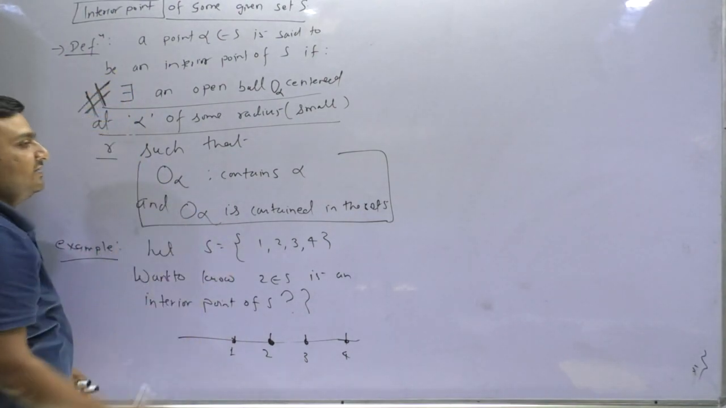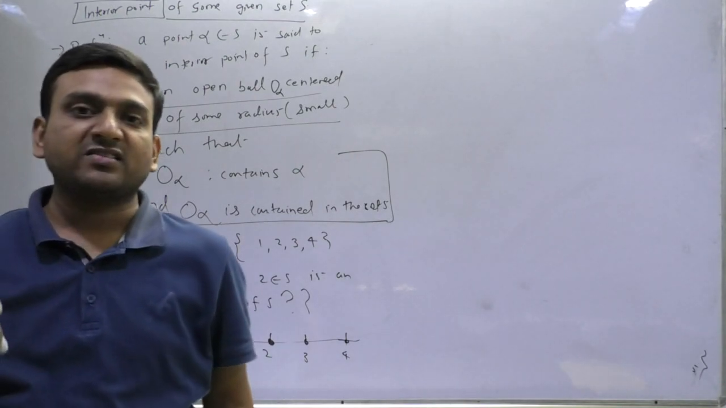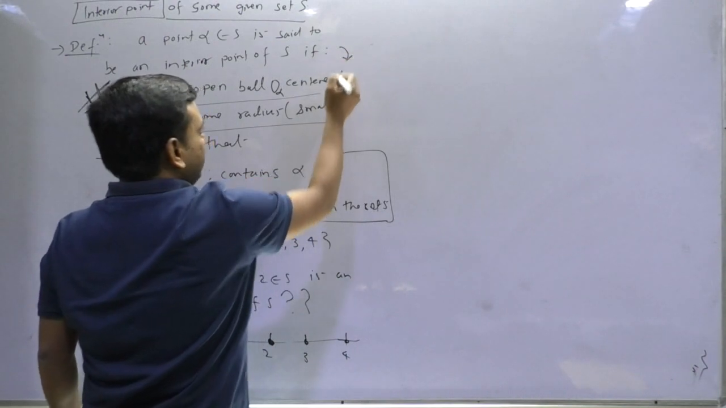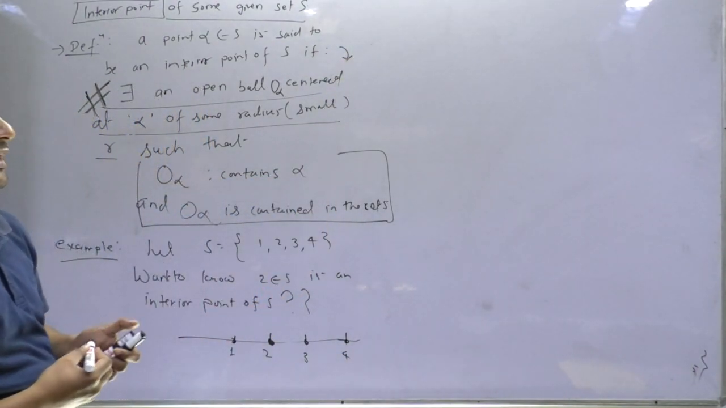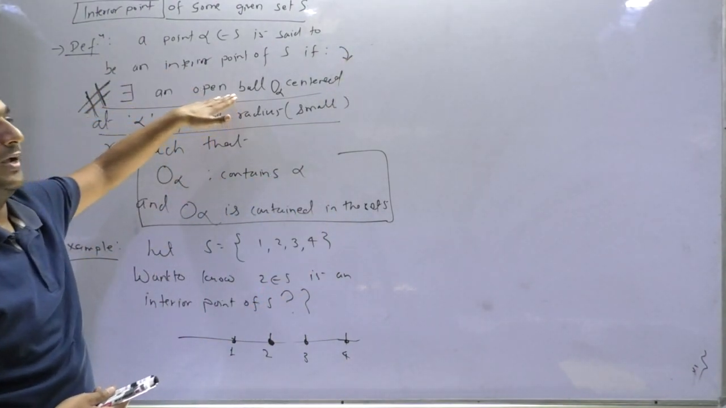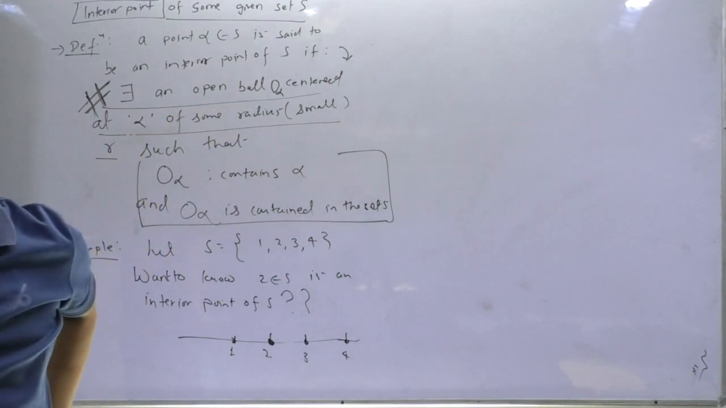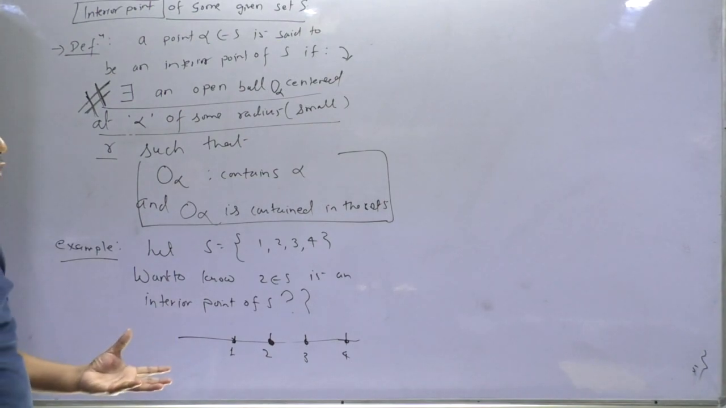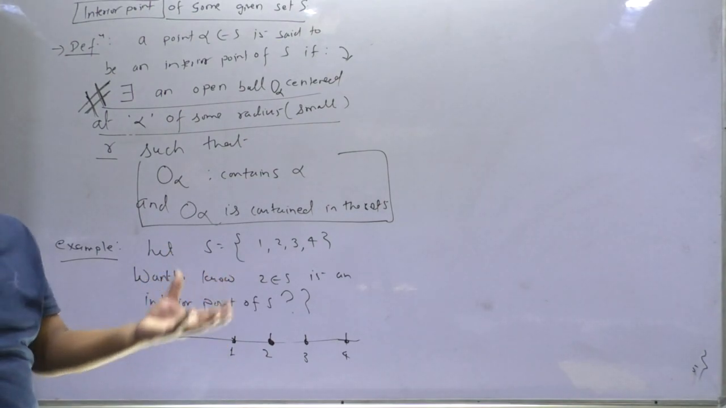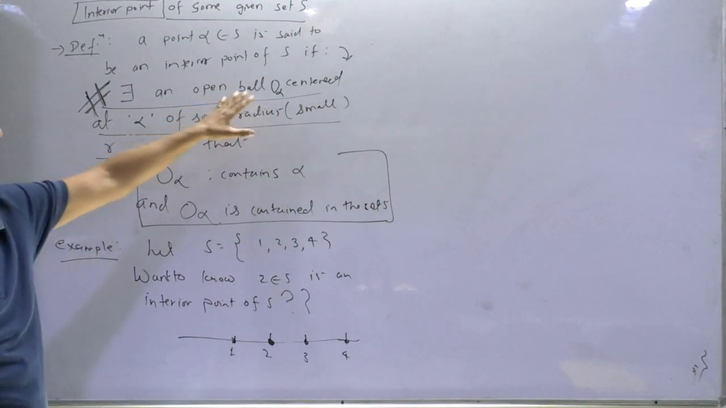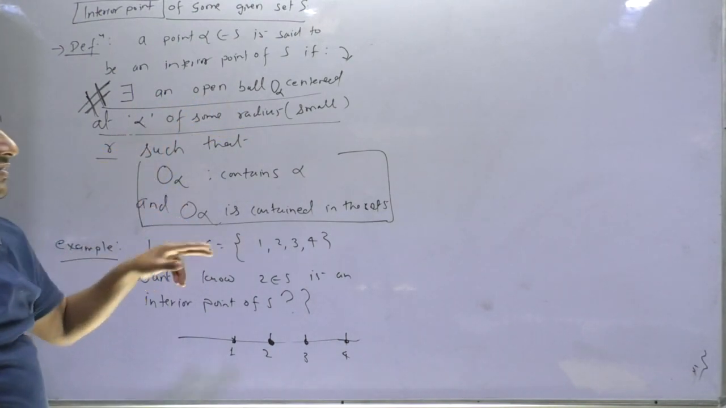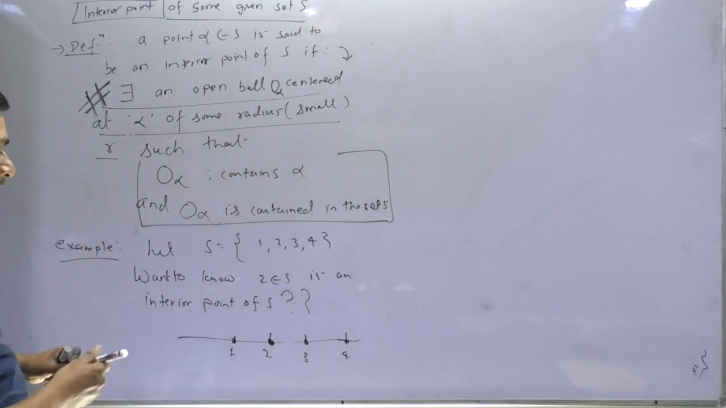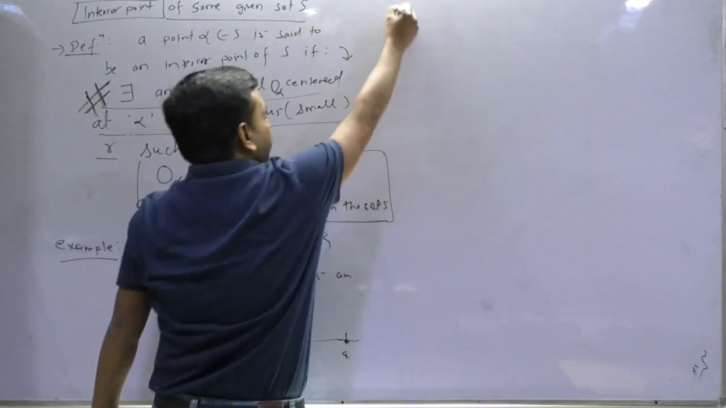We are doing analysis and every word has a deep meaning here. Whenever you are going to prove something and you say "if there exists something," what does it actually mean? It means you want to show the existence of such an open ball. Such means having these two properties.